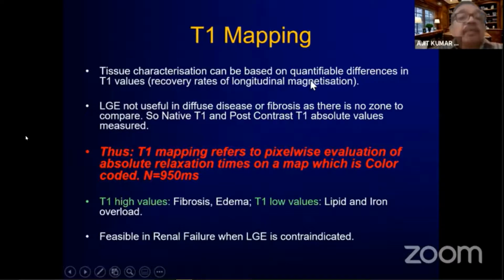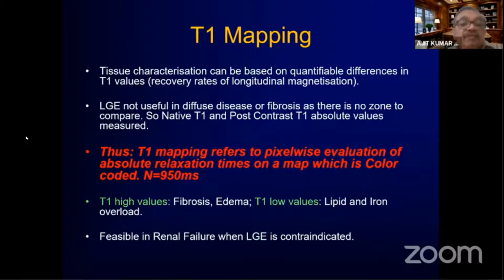T1 mapping. Tissue characterization can be based on quantifiable differences in T1 values. The T1 value is the recovery rate of the longitudinal magnetization. LGE sometimes is not useful when there is diffuse disease or diffuse fibrosis, as there is no zone to compare. So you need the actual native T1 and post-contrast T1 absolute values to be measured so that it gives an idea. T1 mapping thus refers to a pixel-wise evaluation of the absolute relaxation times, which can be put on a map and which is color-coded.